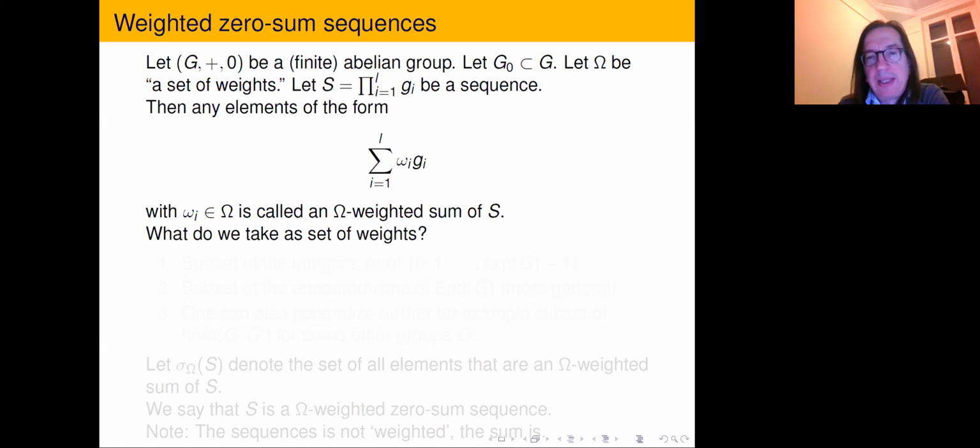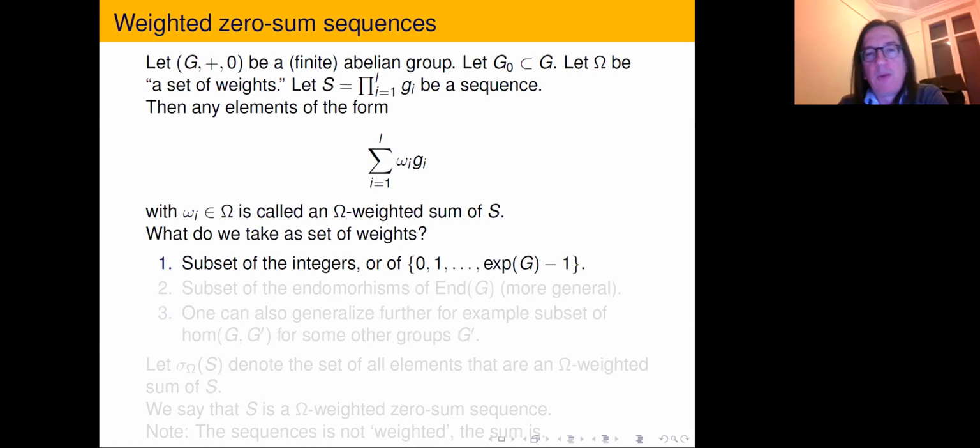So what do we take for these sets of weights? Well, one possibility, I mean, what do we need? We need that these weights can somehow interact with the elements of the group. So we just could take integers. So then we could take an element twice or 3 times instead of just once, add a negative sign or something like this. But we also could do something slightly more general.